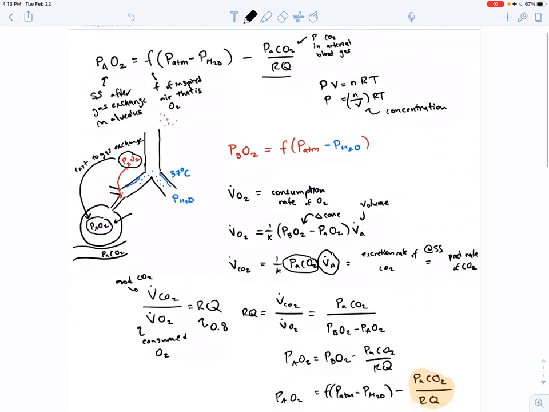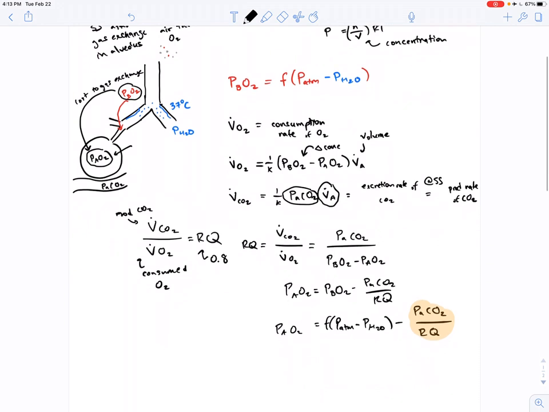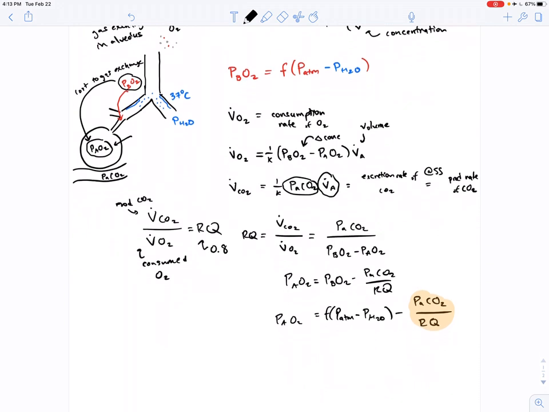So PaCO2 is basically a stand-in for our ventilation rate. We know that our ventilation rate is inversely related to our PaCO2. Assuming that our carbon dioxide production stays constant, so V dot CO2 stays constant, then as our alveolar ventilation rate goes up, our PaCO2 will go down, and that going down of this is what's going to be reflected in our alveolar oxygen concentrations going up.